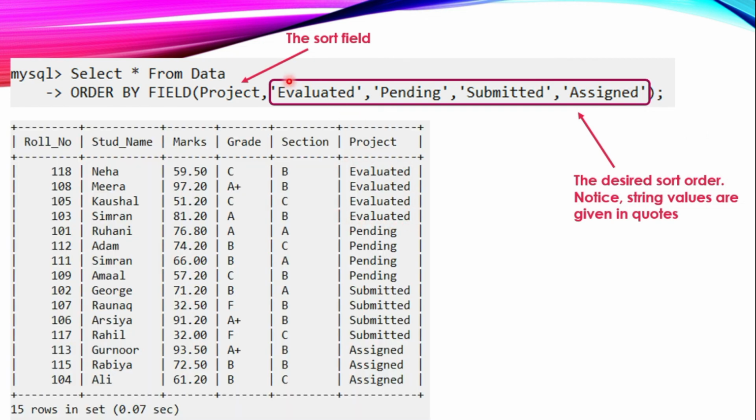Here evaluated. First I said evaluated, so here evaluated has come. Second I said pending, so here pending. Here submitted, then submitted, and at last assigned, so at last assigned. The result set, that is the output, is ordered as per the custom order as specified by you. So this is how you can sort a column using your own order by values.